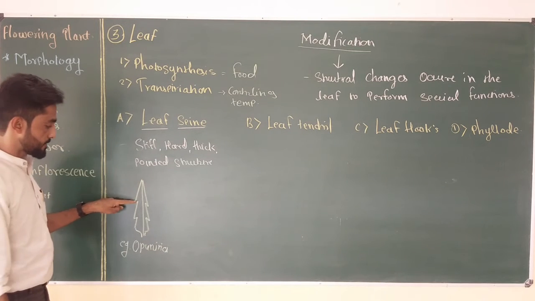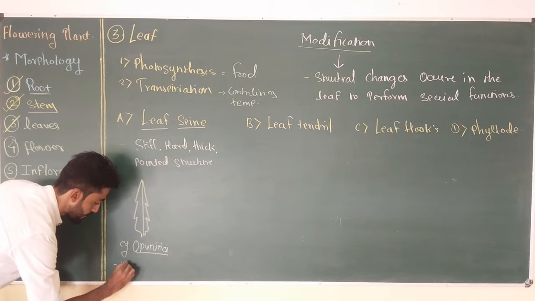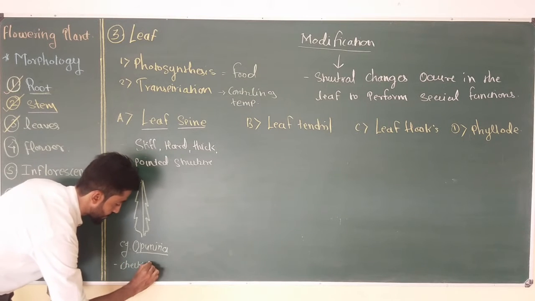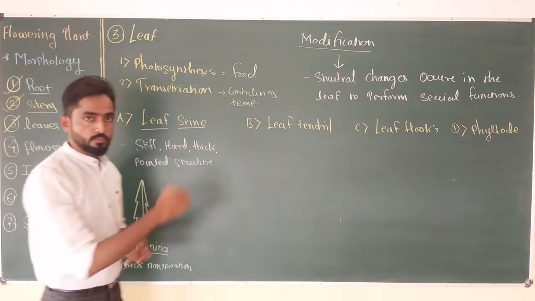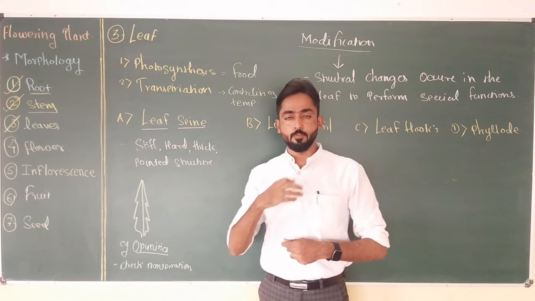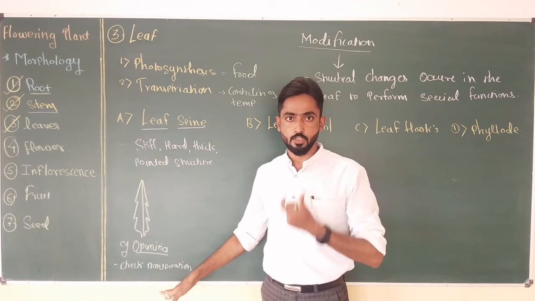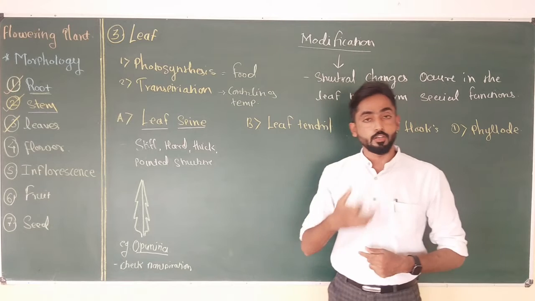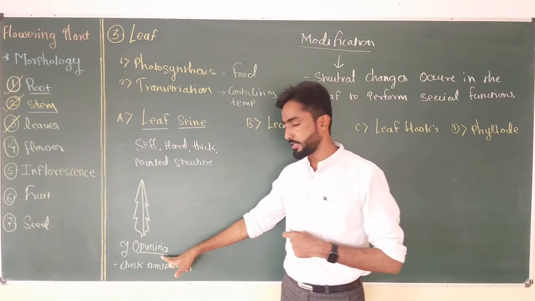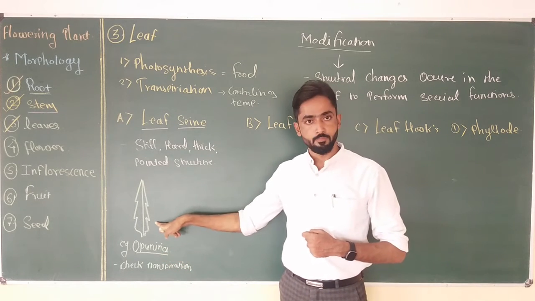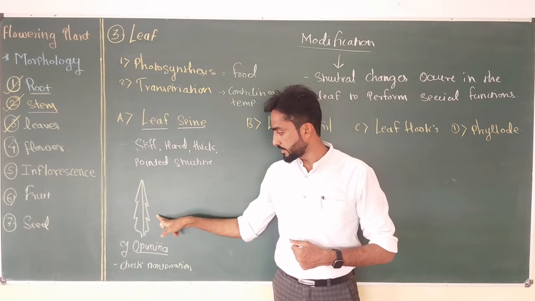The main function of this type of spine in Opuntia plant is to reduce or to check transpiration. Because transpiration is loss of water molecules in the form of vapor through the stomata of the leaf, and if the plant does not check the process of transpiration continuously, the plant is going to face water deficiency. So the plant has to monitor the process carefully, and sometimes in xerophytic plants like Opuntia, the leaves get reduced to spines so that they can control the process of transpiration. So this is the function of this type of spine in Opuntia plant.